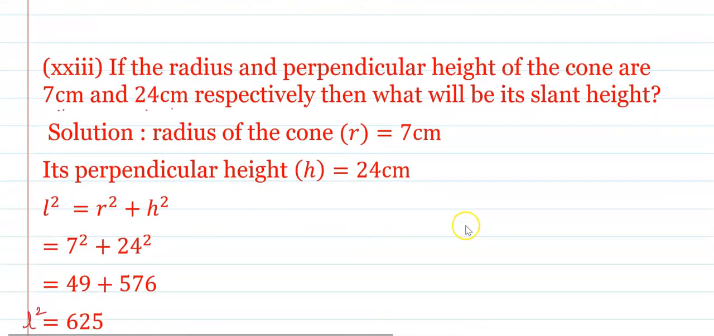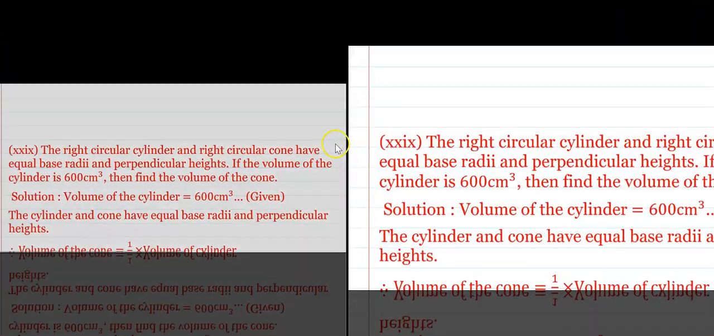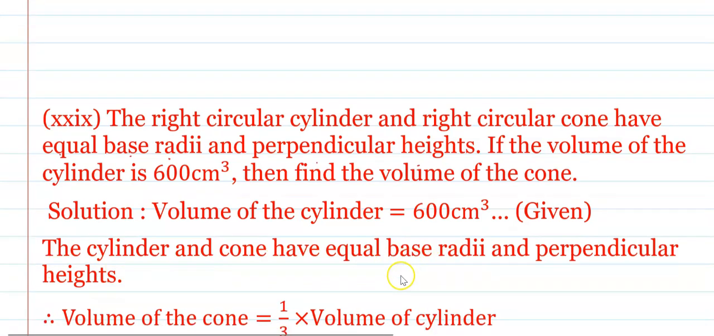Okay, now the next question. The right circular cylinder and the right circular cone have equal base radii and perpendicular heights. Of both, the radii and the perpendicular heights are the same. If the volume of the cylinder is 600 centimeter cube, then find the volume of the cone. Therefore, down here the volume of the cylinder is 600 centimeter cube, given. The cylinder and the cone have equal base radii and perpendicular height.